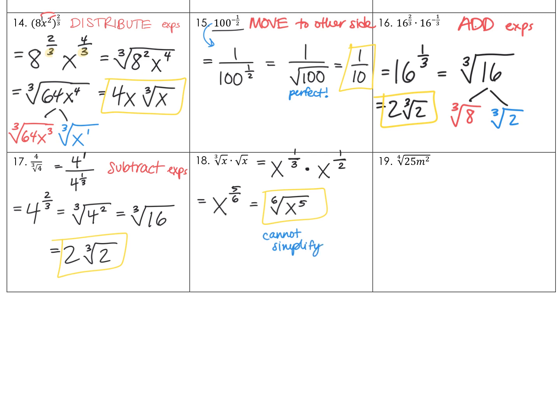Okay, last one. This one's weird. Okay, we're going to rewrite this. Do this for me. 25m squared raised to the power of what? Because it's a 4th root. 1/4. Okay.